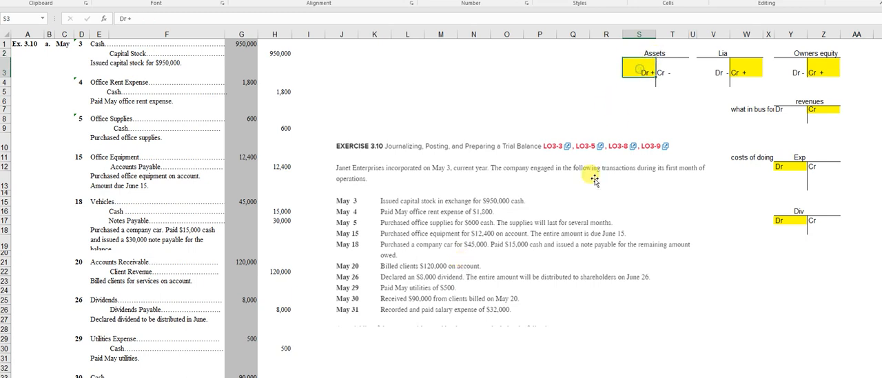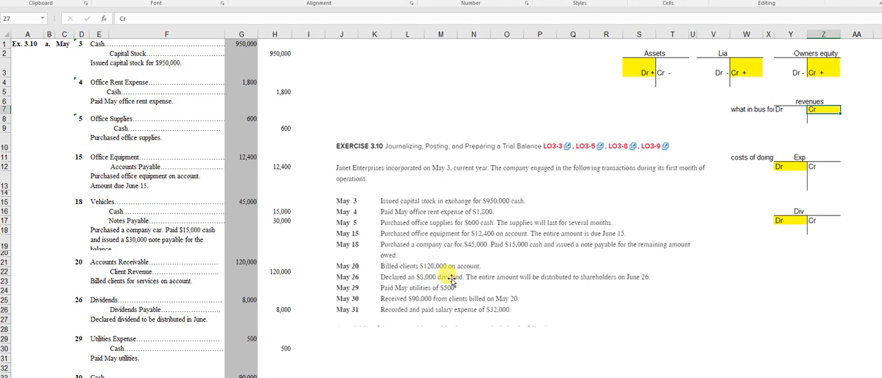So my assets are going up. It's not cash, but it's a promise to receive cash later. So I debit accounts receivable. Why did I get that? I got it from clients, and that's what I'm in business for. And so it's a revenue, so my revenues are going up. So I have accounts receivable, client revenue for the $120,000.